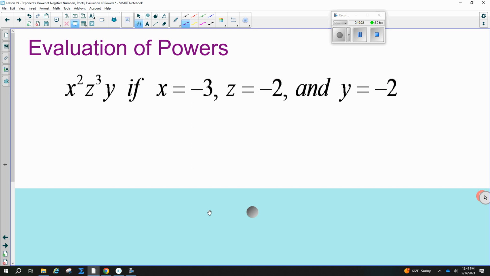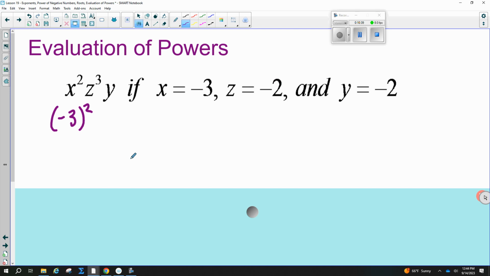x squared, z cubed, y. If x is negative 3, z is negative 2, and y is negative 2. So substitution, okay, I've got the x. I'm going to plug in negative 3. Now, it's super important that you use parentheses on this, right? Because I have exponents, and it matters if you have parentheses. So when you're plugging it in, use parentheses. Anytime you substitute, it automatically implies parentheses, okay?